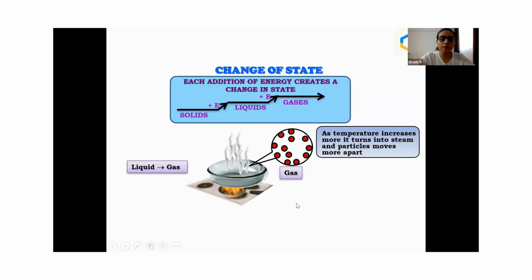Whenever we learn about the changes of state of matter, always keep an ice example in your mind. Okay, students? Ice is a very prominent example of a solid, and when we provide heat or temperature, it will turn into liquid. And when we keep on providing temperature to the liquid, it will turn into gas.